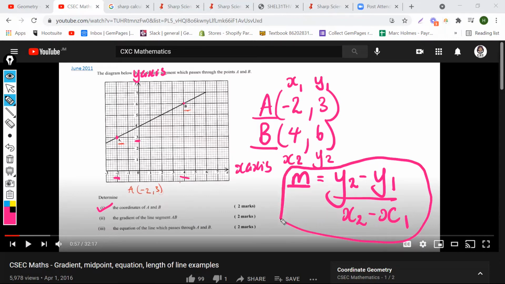Does this paper come with a formula sheet or do I have to remember that? No. This is not on the formula sheet, honestly. The y2 minus y1 over x2 minus x1 is not on the formula sheet. So you need to just know it. I wish it was on the formula sheet, but it's not there.